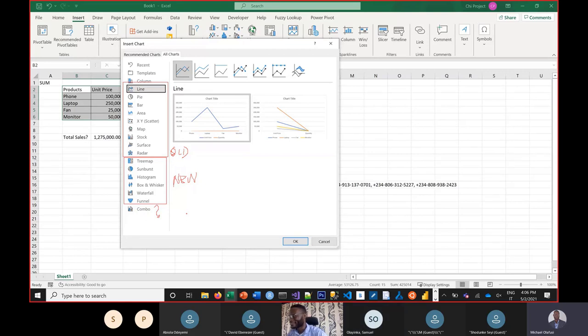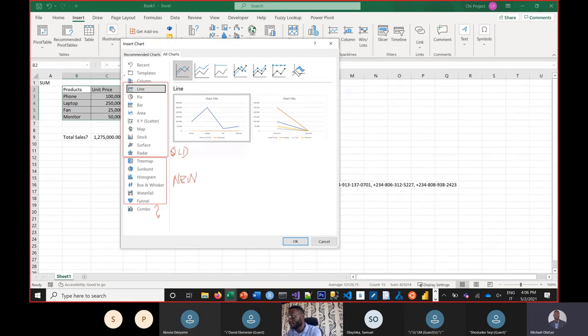Okay, that's a fair answer. So the thing is, combo in itself is not a type of chart. I know it might sound debatable, right? But that's the stand I take. So combo is not a type of chart. Combo is a combination of two different charts.